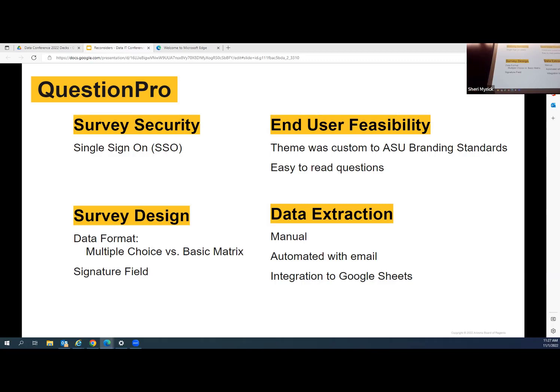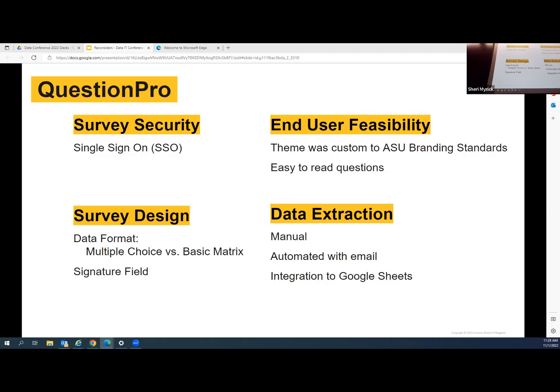The other part of it is end user feasibility. Again, I'm able to customize it. I wasn't really a Qualtrics user, so I'm not sure if it could do this, but with Question Pro, I was able to customize my theme. I was able to customize all the colors to actual ASU brand standards. It hadn't been done yet with Question Pro on the ASU side. I think we were still working through things, but I was able to customize it that way.